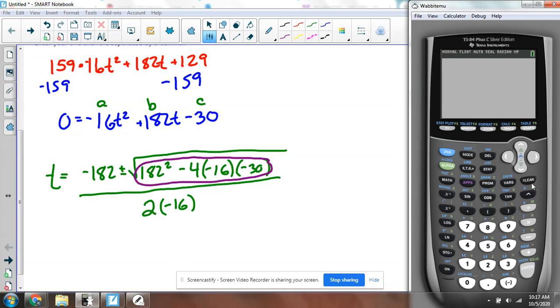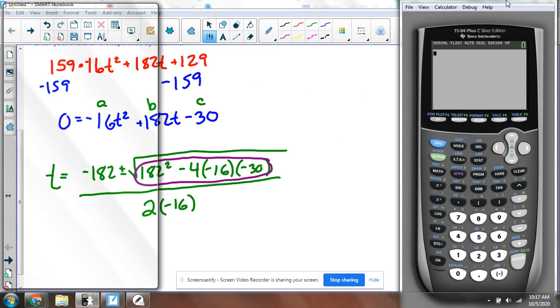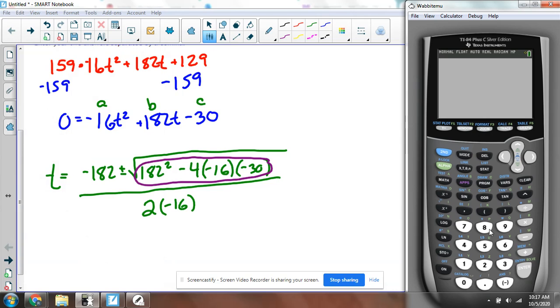So I'm going to do 182 squared. And then I'm just going to watch the negative signs here. This is a negative times a negative times a negative. So 3 negatives is going to make a negative number. So I'm just going to do 4 times 16 times 30, and know that the answer is going to be negative. This whole thing, since it's 3 negatives, is going to result in a negative number. So now I'll just do this minus 1,920.